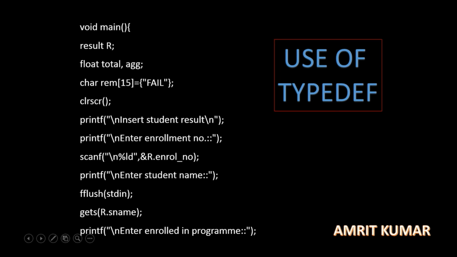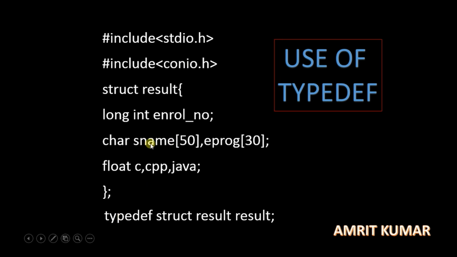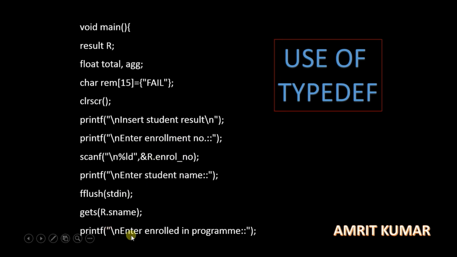So I am accessing sname with the help of the variable capital R. R dot sname is going to be used, which means if the user has given a student name, it is going to be assigned in r.sname, in our own data type. Then after that, enter the enrolled program.